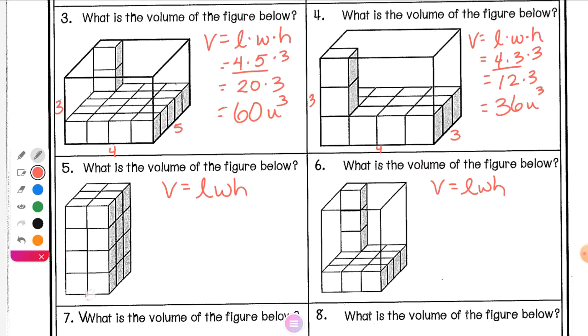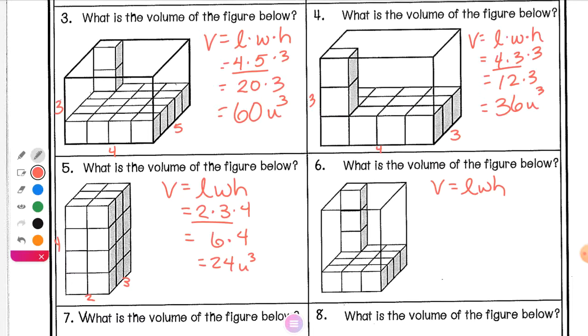2 times 3 times 4. Okay, 2, 3, and 4, and I have them labeled there. 2 times 3 times 4. I'm going to do the first 2. 6 times 4 is 24 cubic units.